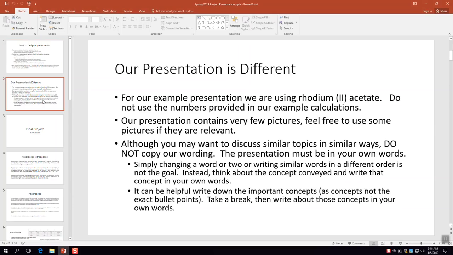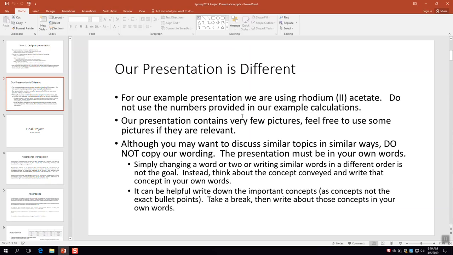Now, there are a couple of things that we want to point out. One, our presentation is different from yours in that we're using rhodium-2 acetate as our example. So all of the numbers that we're using are for rhodium-2 acetate. We didn't actually use rhodium-2 acetate. Rhodium-2 acetate is about several thousand dollars a gram, so we're not going to actually use that, but the point here is that the numbers are made up, and your numbers should not match our numbers. They're just for example purposes.